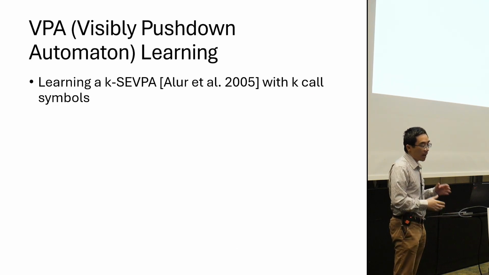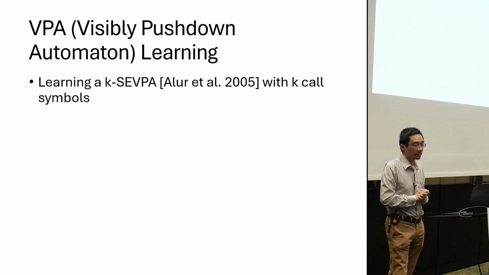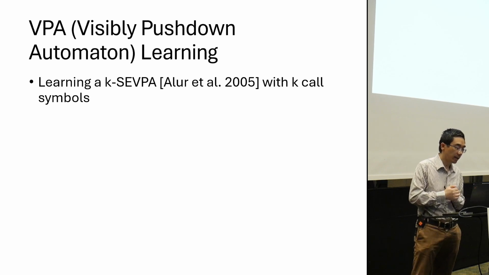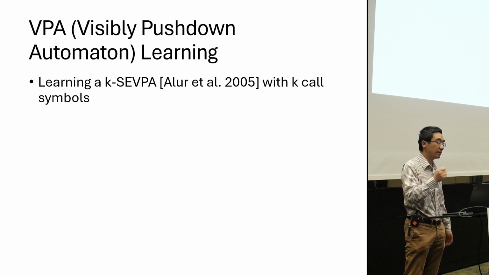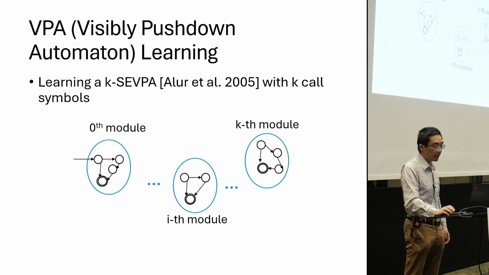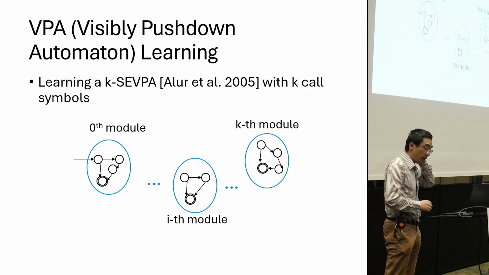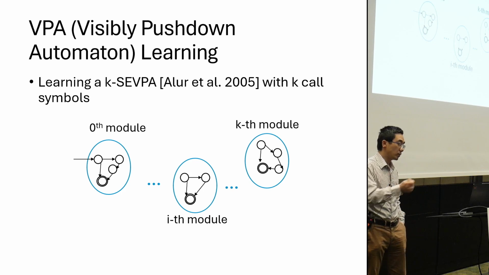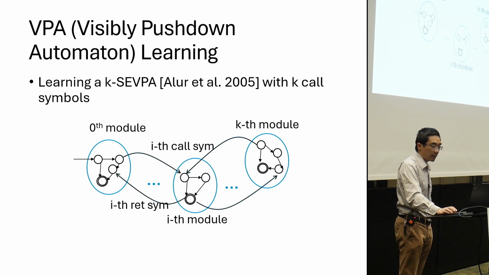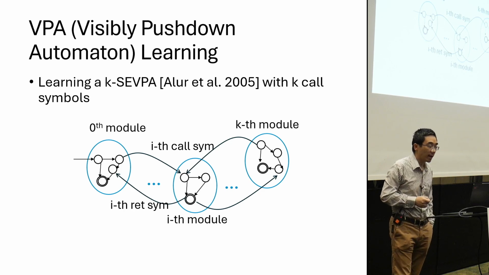All right, so to learn a VPA using an L star style algorithm, we actually learn a special kind of VPA called a K single entry VPA, where K stands for the number of call symbols. In a K single entry VPA, we have K plus 1 modules. Each module has a single entry. The 0th module is the main entry. And whenever we encounter the ith call symbol, the control is transferred to the ith module.